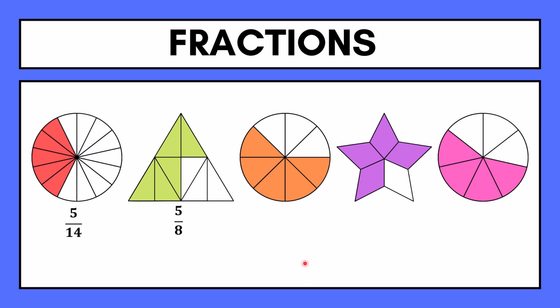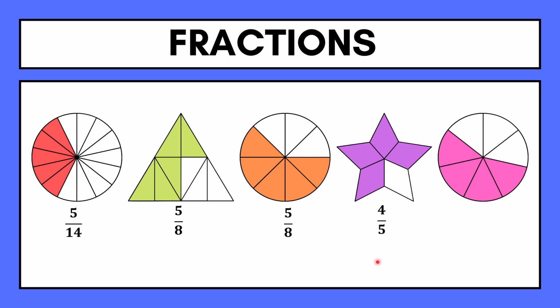Let's go ahead for the circle. Perfect. So this is 5 upon 8. So 5 parts are colored out of the total 8 parts. So we represent this as 5 upon 8. Well done. Let's go ahead.